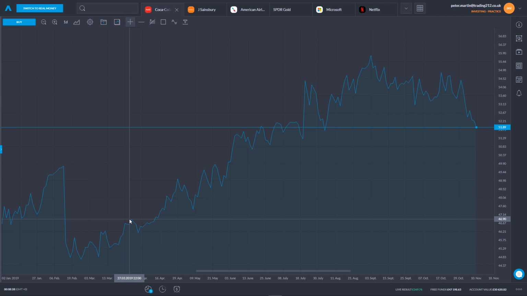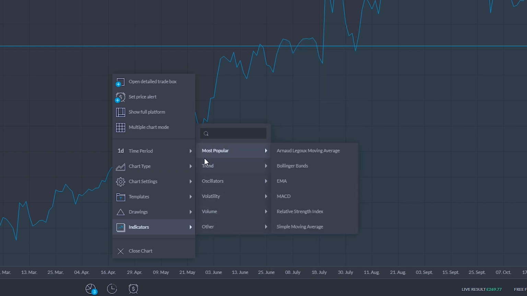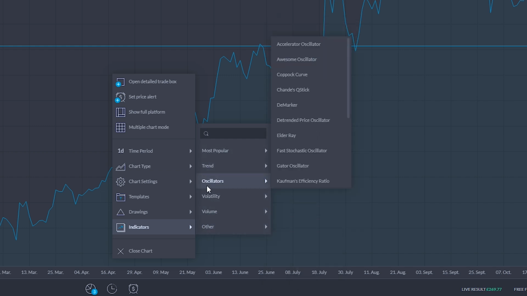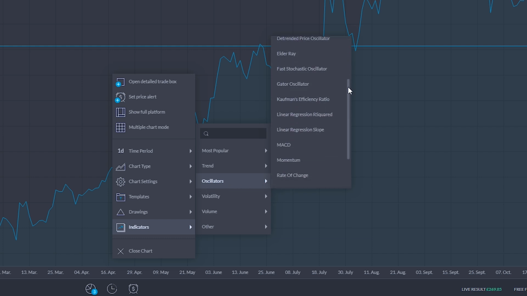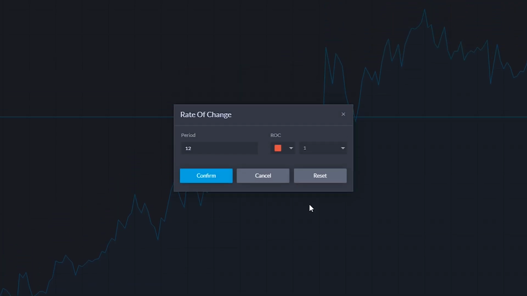So here we are in Trading 212's web app, and I'm looking at a daily chart of Coca-Cola. That doesn't really matter, that could be anything really. And I'm going to right click, and we can see that one of the options available is indicators. So if we follow that through, then we can see that we have a number of types of indicator, and it's oscillators that we're focusing on in today's video. And then we can see that we have a long list of oscillators that are available. Let's choose one. Let's choose the rate of change oscillator and add that to our chart.